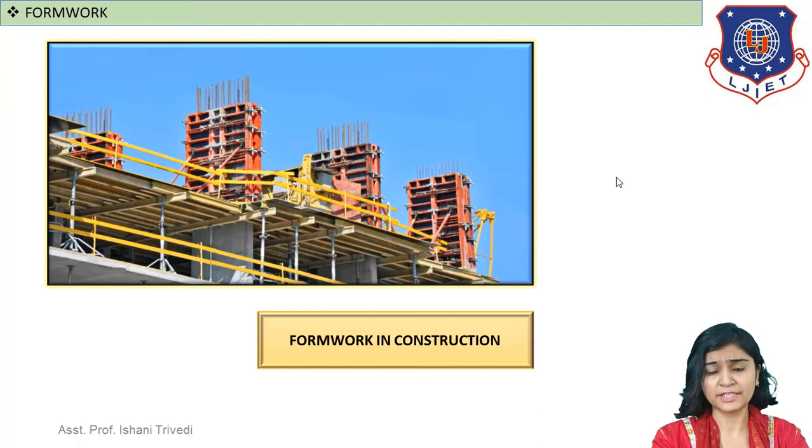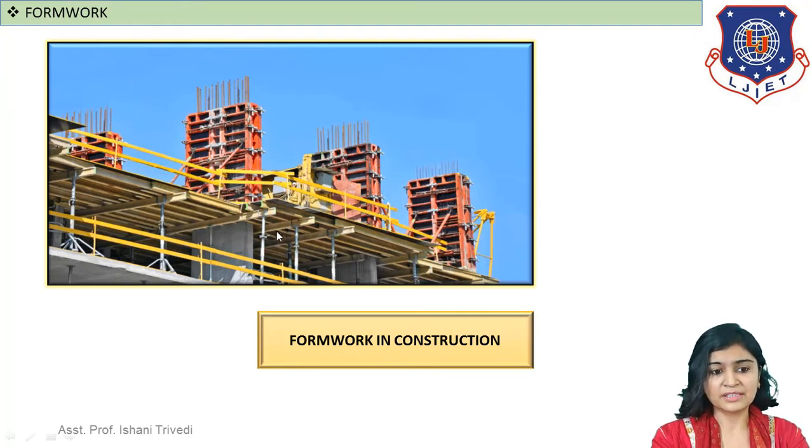Not just fresh concrete mix: if you are preparing a precast section or precast unit, then also you will require a box-like temporary structure. We shall call it a mold. So it is a temporary structure in which concrete is poured and the required shape of the structural member is achieved. Once the concrete mass is hardened enough, you dismantle and remove this formwork carefully, and the desired structural member is ready.